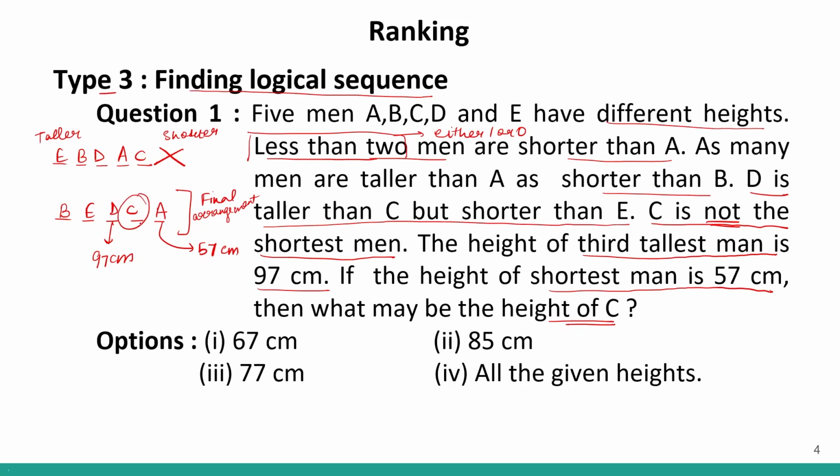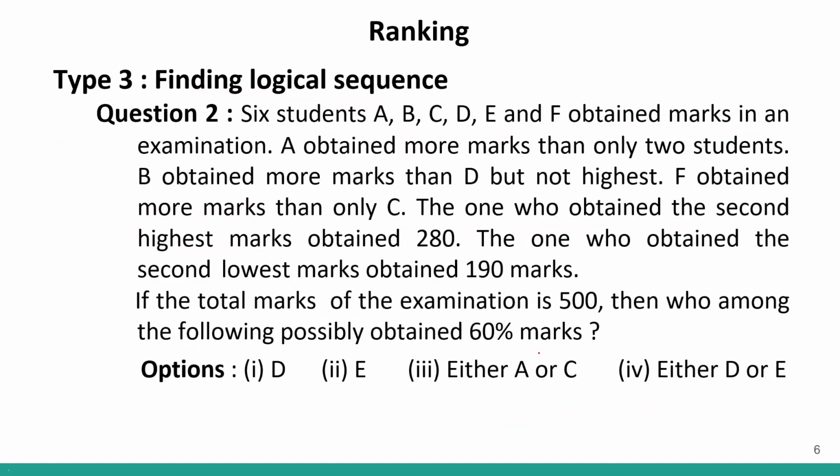So C falls in between D and A. So C height can be anywhere between 97 centimeter and 57 centimeter. So C height can fall into this broad category. So we have options 67 centimeter, 77 centimeter and 85 centimeter. So all the 3 heights lie between 57 and 97 centimeter. Therefore, option number 4, that all the given heights are a possibility, will be the correct answer. Clear? Moving on to question number 2.